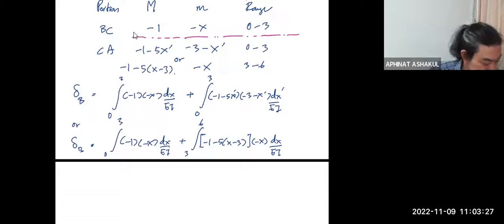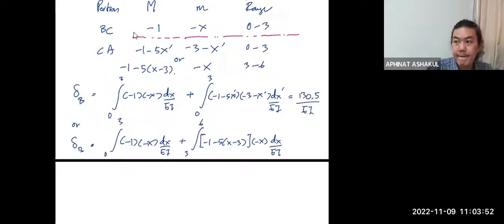So, my calculation gives me, you can try to check with me because I haven't done this, but I get 130.5 I think over EI. Try to get this. That's the vertical deformation at B due to the actual load.